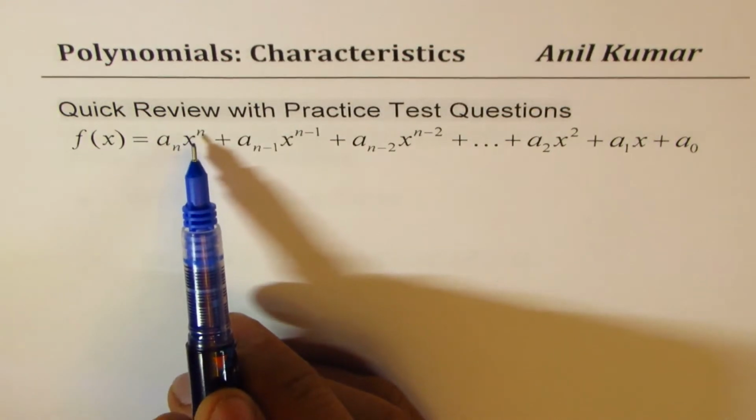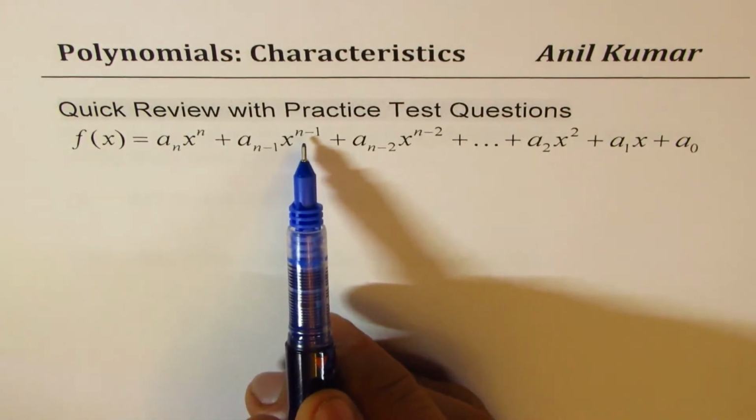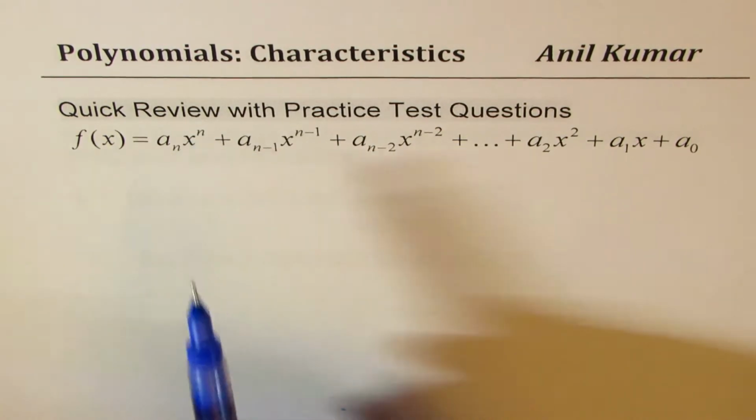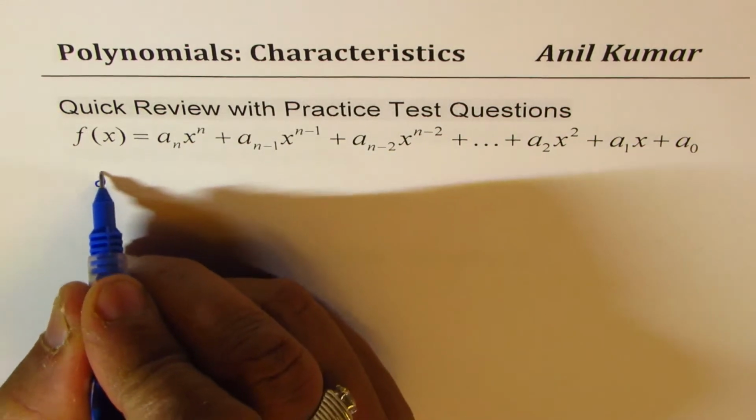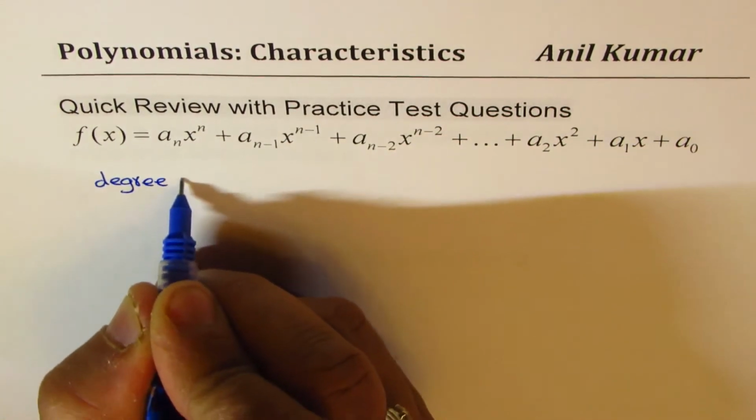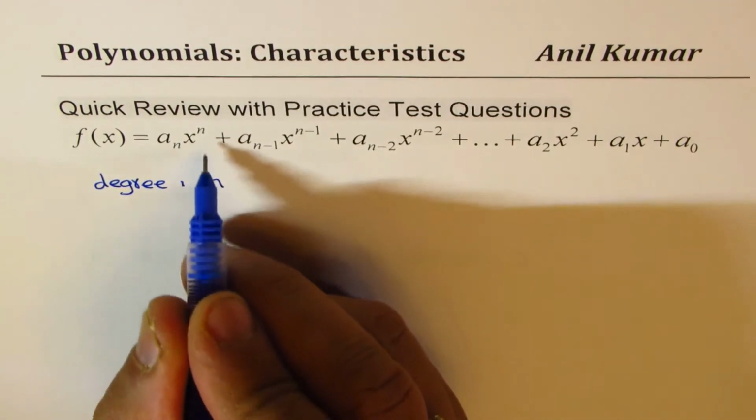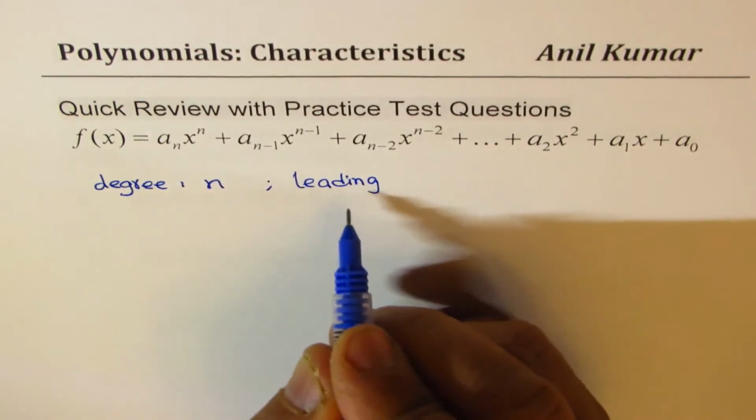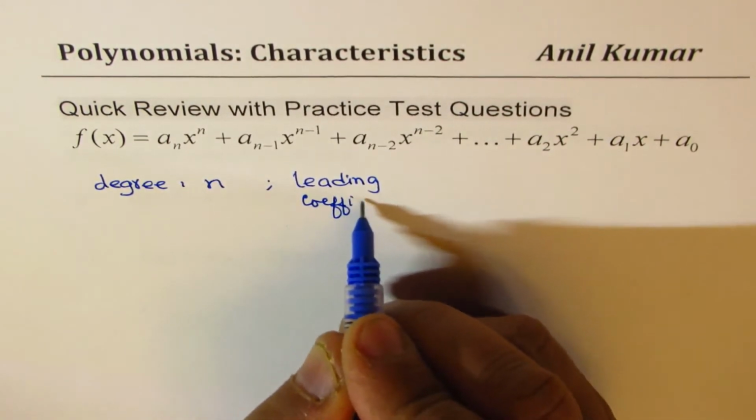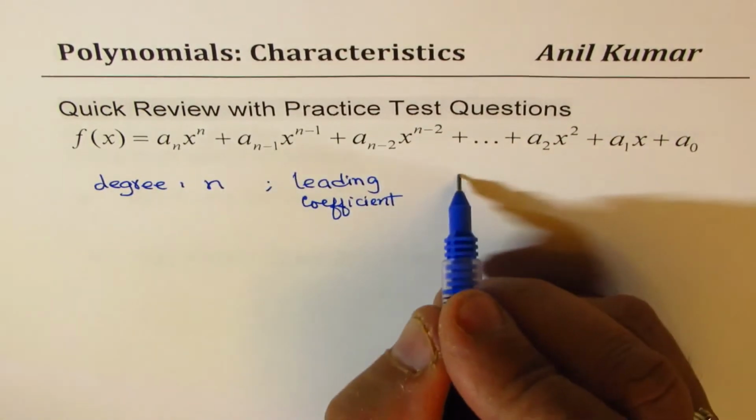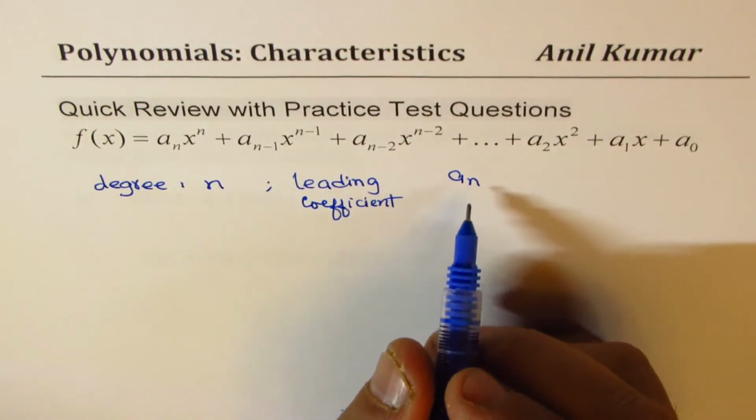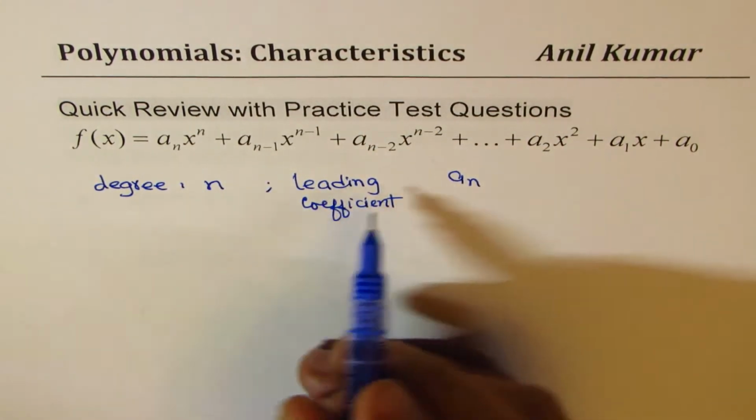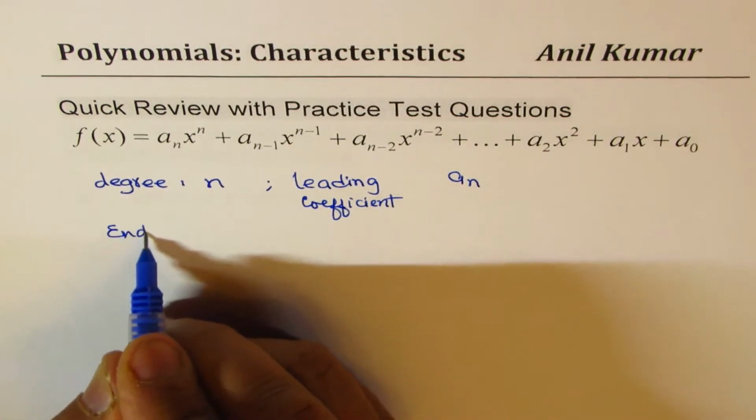an x to the power of n, plus an minus 1 x to the power of n minus 1. Normally, we write the equation with highest degree first, right? So from here, we can read what the degree is, right? So what is the degree of this equation? It will be n, and what is the leading coefficient? Leading coefficient is an. Now these two are very important to actually characterize any particular polynomial. They actually give you the end behavior.